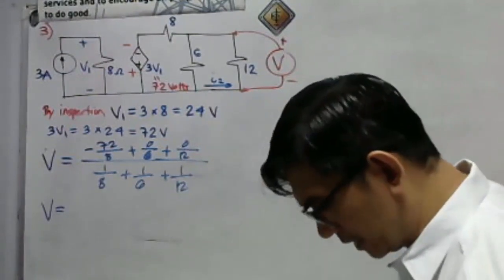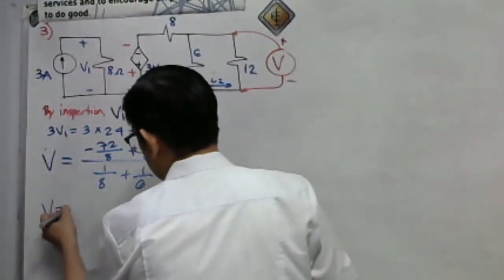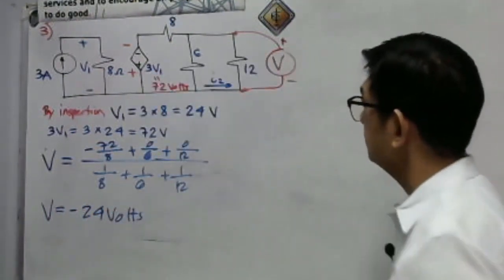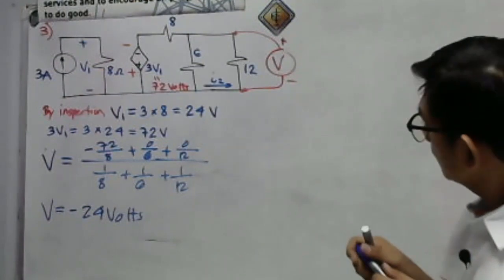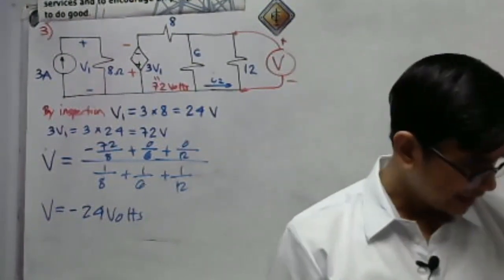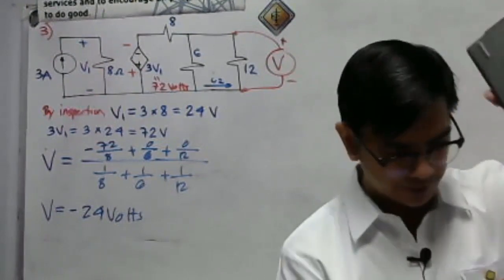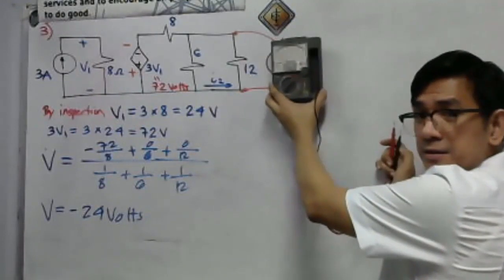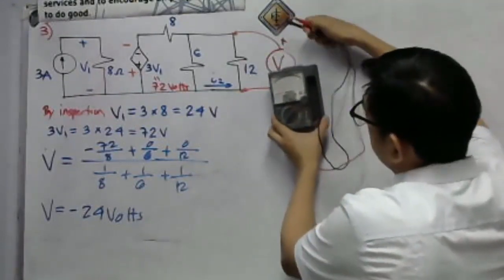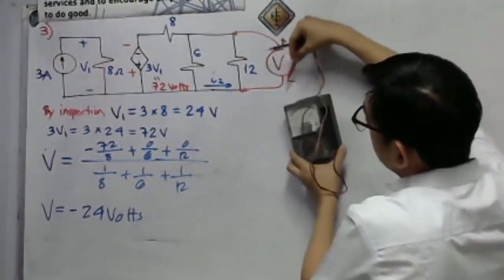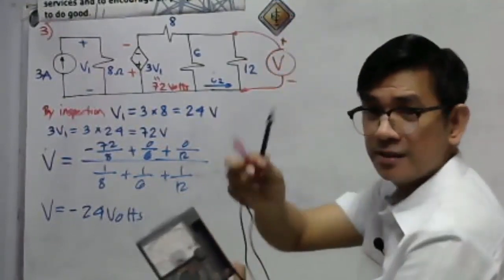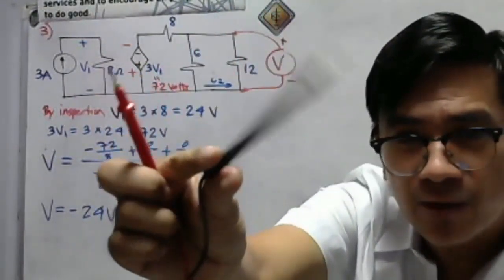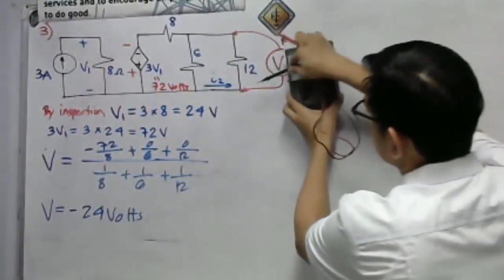Again, we see here a negative value. Negative 24 volts. What does it mean? If we have a multi-tester or a voltmeter, let's say this is the volt. The red one here is the positive, and the black one here is the negative terminal.